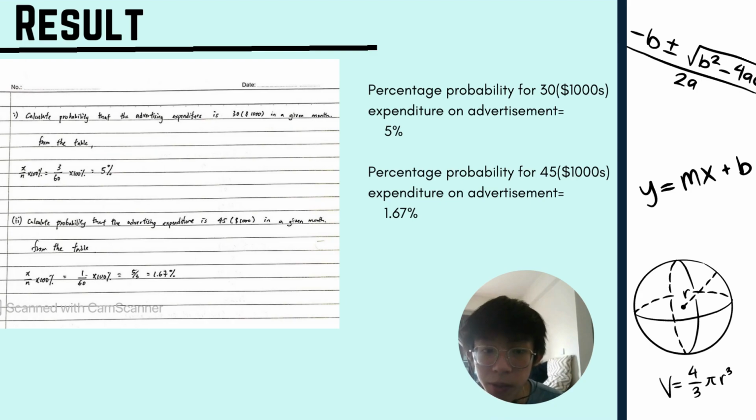And here is the result. I created two conditions. One is $30,000 of advertisement expenditure, and another one is $45,000 of advertising expenditure. From the table, there is around three, which is 30,000 expenditure for advertisement over 60. So times that by 100%, we get 5% chance. And the second one, we get 1.67% chance. So this is how a percentage probability can estimate an overall chance that a singular expenditure in a given month has a chance of occurring.